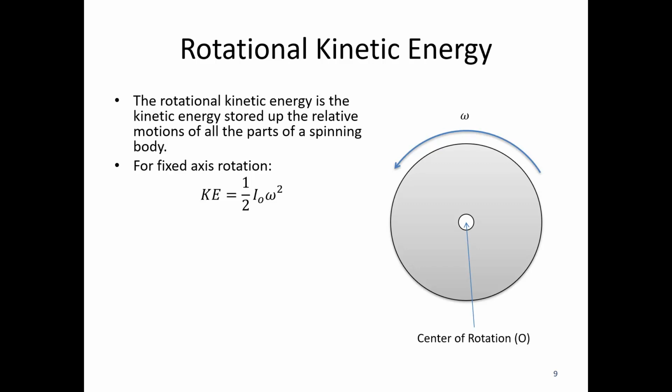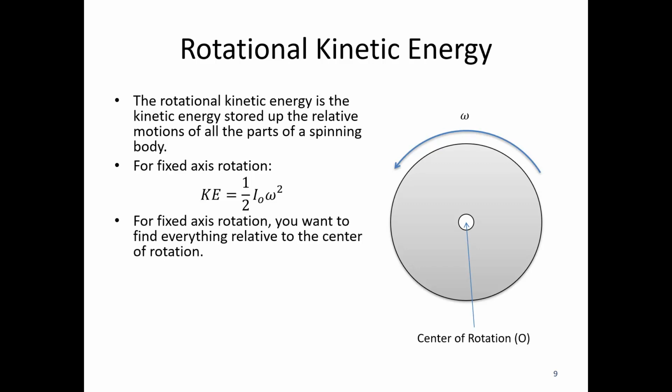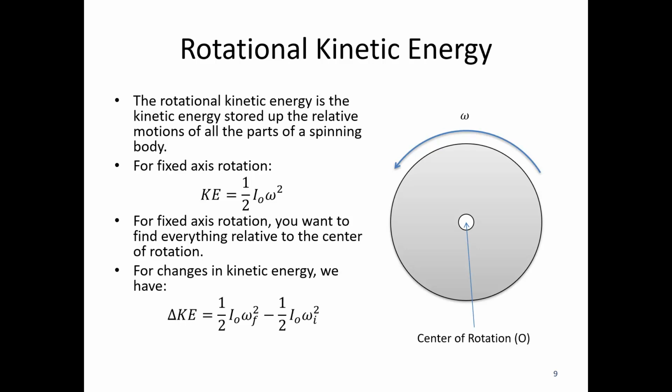I is going to be our mass moment of inertia, and omega is going to be our angular velocity. For fixed axis rotation, we want to find everything relative to the center of rotation. So the moment of inertia, that I_O, needs to be the mass moment of inertia about the axis of rotation. For changes in kinetic energy, we simply would do the following: 1/2 I omega final squared minus 1/2 I omega initial squared.